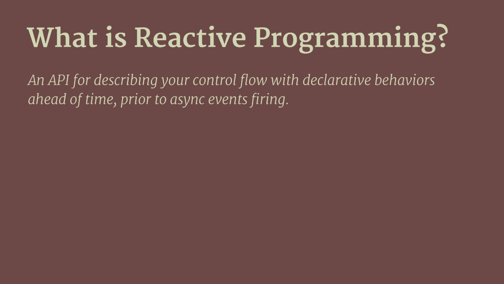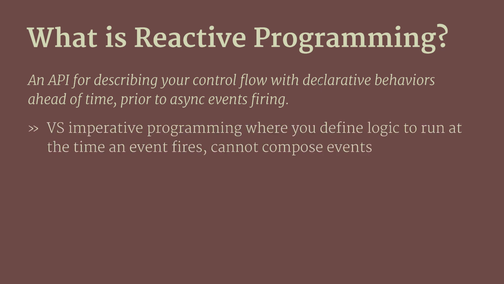And one sort of wordy way of describing it would be an API for describing your control flow with declarative behaviors ahead of time prior to asynchronous events firing. And this probably still won't make much sense to people, but it's a hard thing to describe in one sentence without examples. So this is versus imperative programming, where you define logic to run at the time an event fires and you cannot compose events.